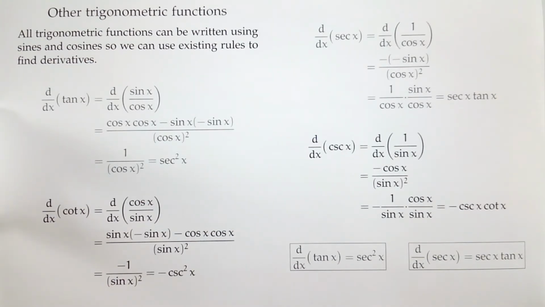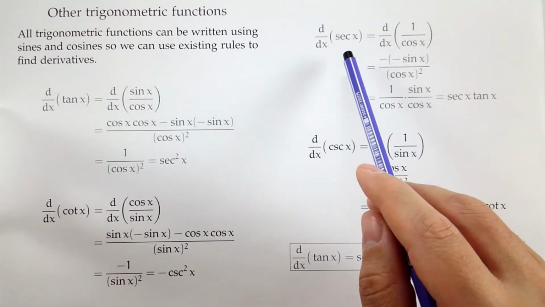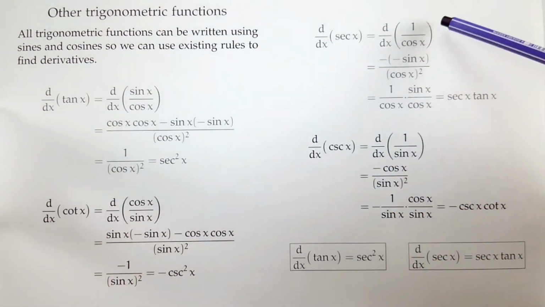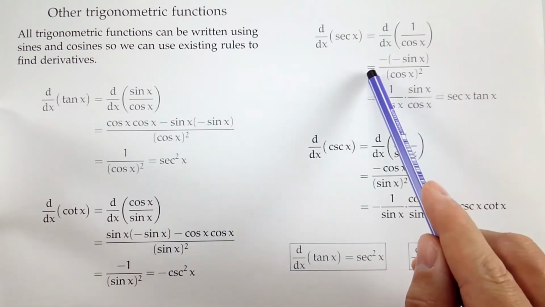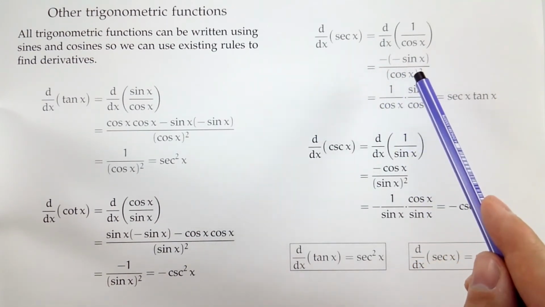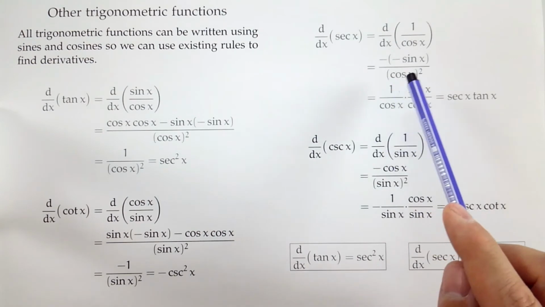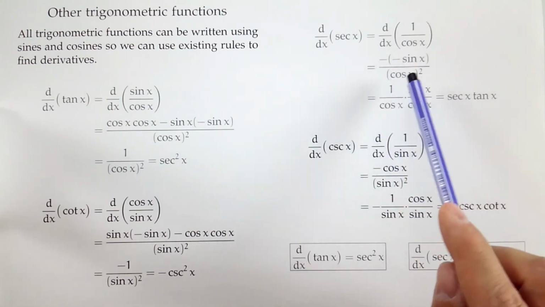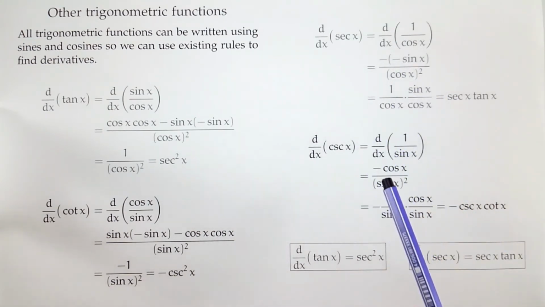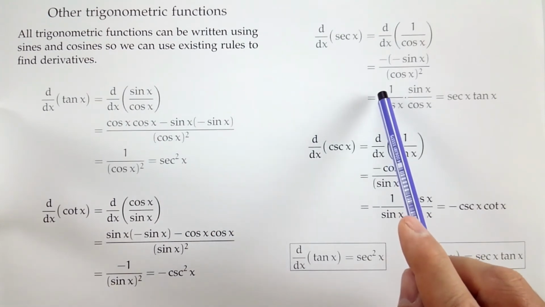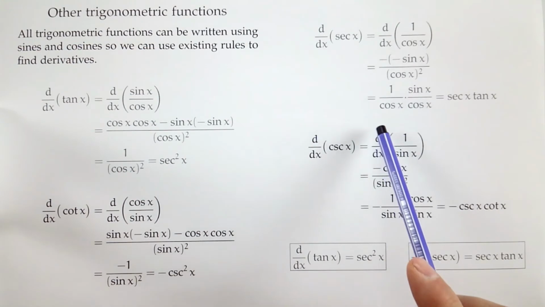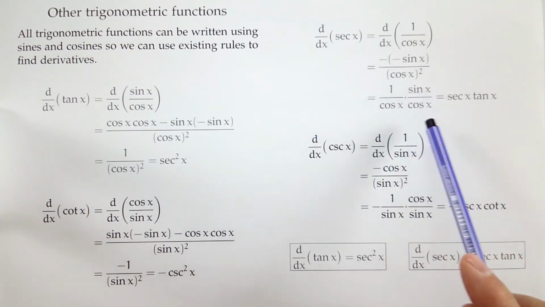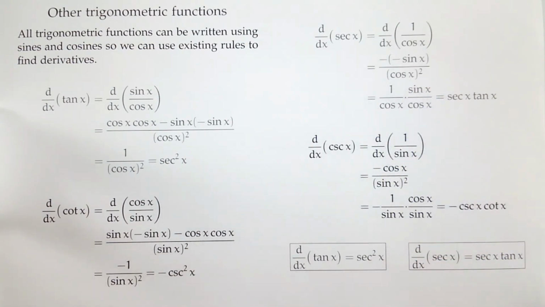All right, how about secant? Well, secant is 1 over cosine. So now we can use the reciprocal rule. So we take the negative of the derivative on the bottom all over the bottom squared. So we end up with sine of x over cosine of x squared. Well, we're going to break that apart. So we're going to have a 1 over cosine and a sine over cosine. And what do we end up with? 1 over cosine is secant, sine over cosine is tangent. So the derivative of secant is secant tangent.